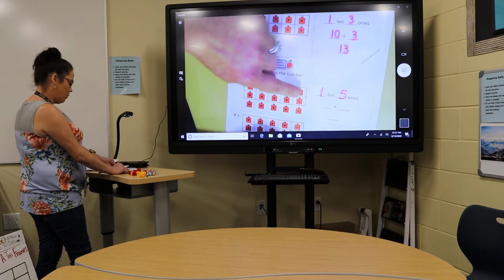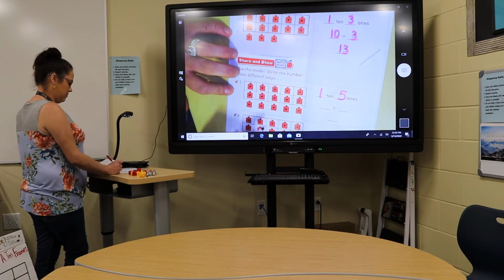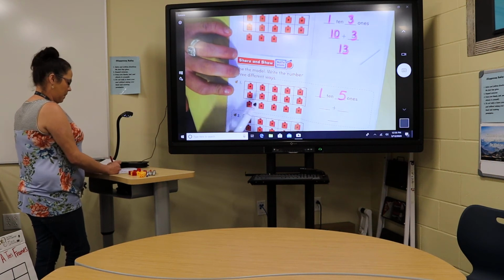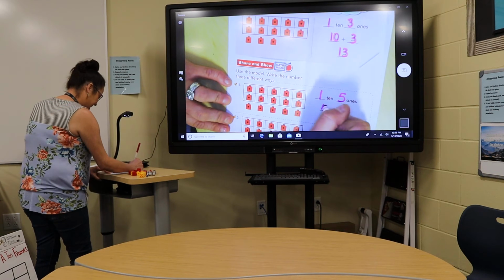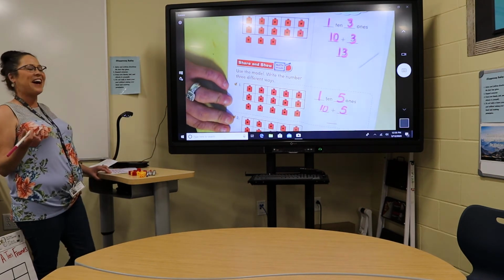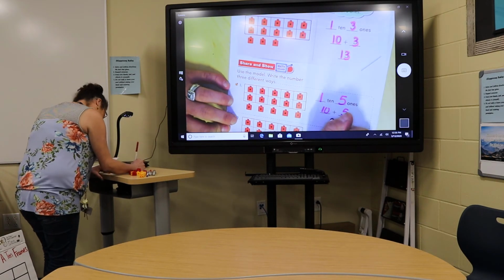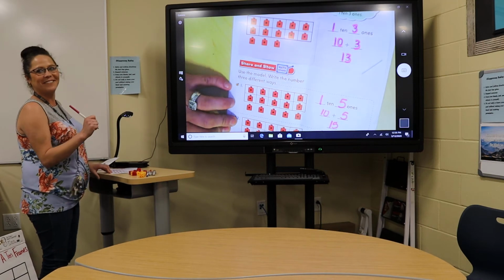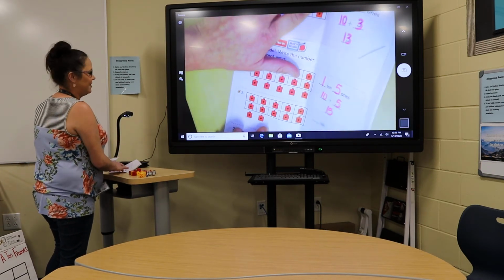So 1 ten and 5 ones equals how many altogether? 15. Just this 10. And then we bring down our 5, that's 5 ones. So 1 ten and 5 ones is 15. Very good. Getting a little ahead of me, I was waiting to say that number. You got it. You're catching on to this.